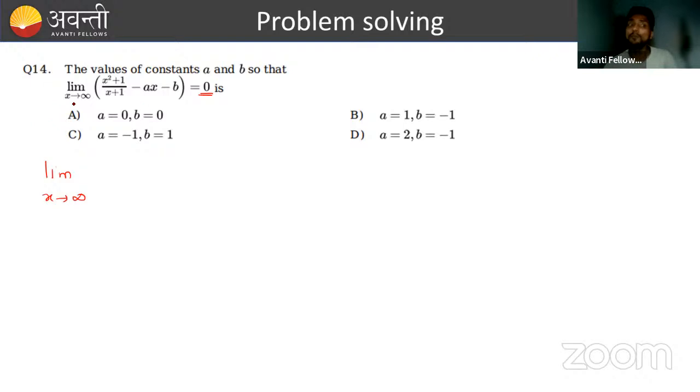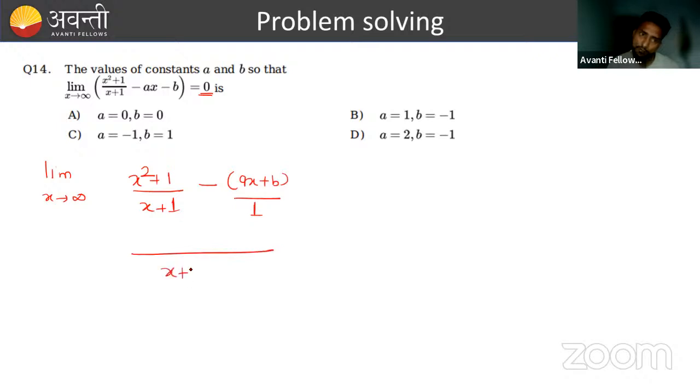So by the property we know that if any rational function is given and the numerator degree is greater than the denominator degree, the limit value is infinity, but the answer is 0. So we have to do something, right? What I will do is write x square plus 1 over x plus 1, and subtract ax plus b, and we have to include this also. So after including this, we are going to get x square plus 1 divided by x plus 1 minus ax plus b.